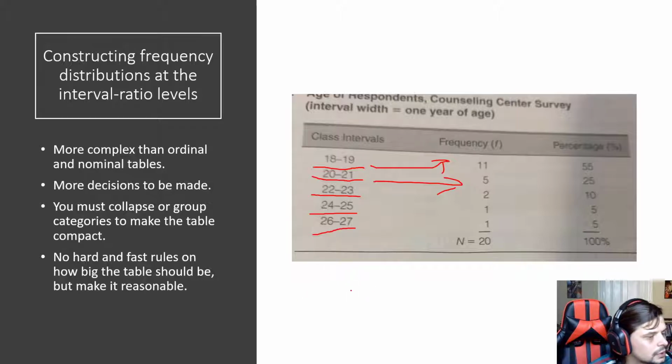Something I want you to take notice of here is how these categories are set up. There are 18 and 19, and the next one is not 19 through 20, right? It is 20 through 21, because if this was 18 through 20, for example, then 20-year-olds would go in this pile, and 20-year-olds would also go in this pile, and that would double. You would count people twice, which you don't want to do. Same deal here. Count them up. There's a 5, 2, 1, 1. You total them up. They gave the percentages over here. 11 divided by 20, and then you multiply that answer by 100 to get 55%.